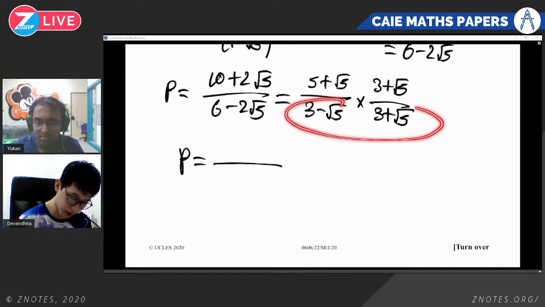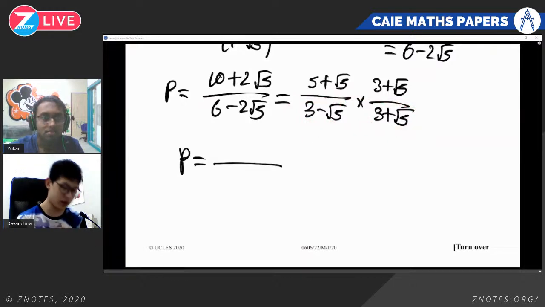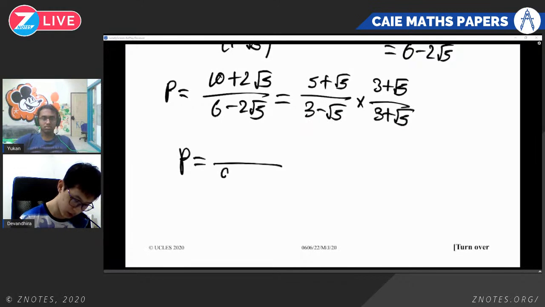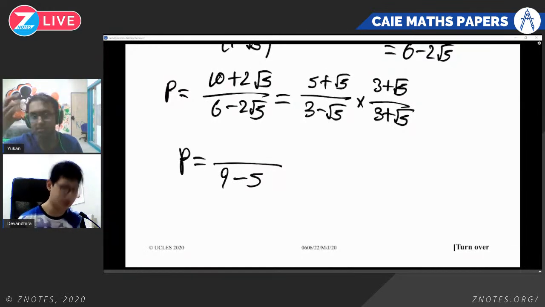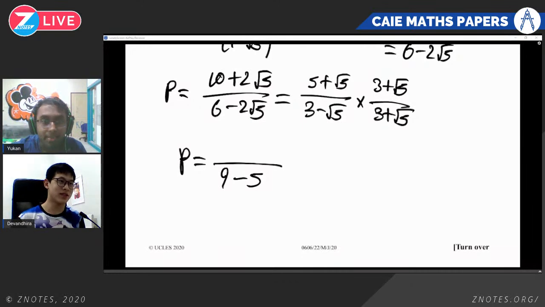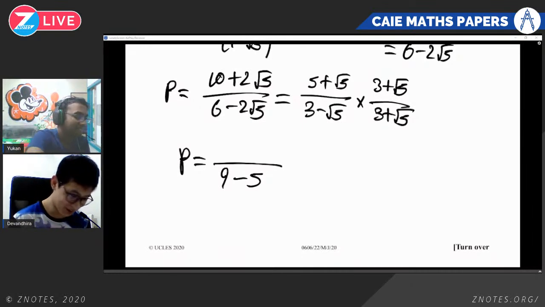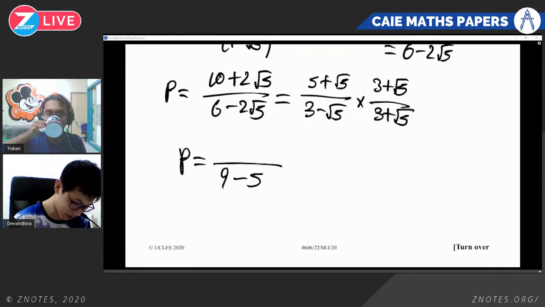As you can see at the denominator, we have 3 squared minus root 5 squared. So what's 3 squared? That's 9. And minus root 5 squared, that's just 5. What about the numerator? Is it the difference of squares? No. Those are just two sums you have to evaluate. Of course not. So we have to do this manually.